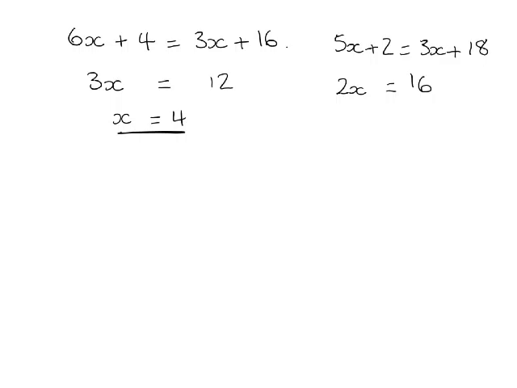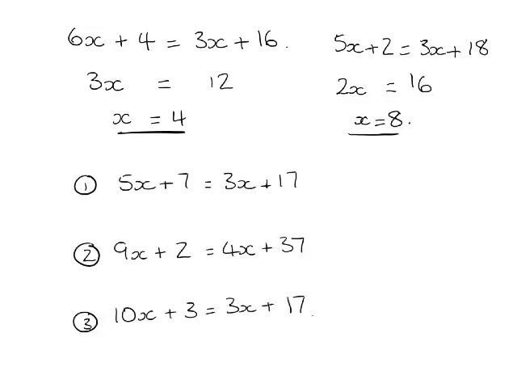So if 2 lots of something is 16, it's like dividing by 2. Divide by this number. We could have done it here. We could have said 12 divided by 3, which makes 4. That gives us our answer. Do the same thing here. 16 divided by 2 gives us 8. Try these questions yourselves. Pause the video and you can check the answers in a minute. There are the answers to those 3 questions.